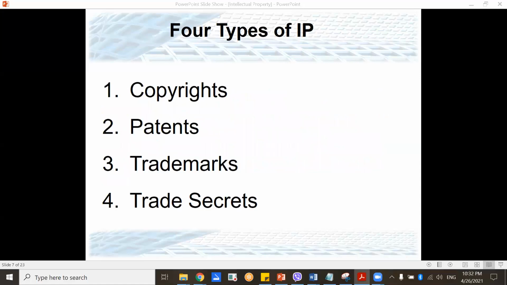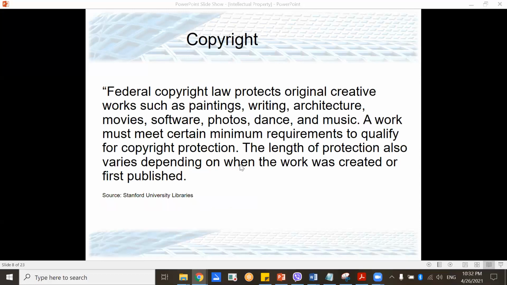Now there are 4 types of intellectual property, and those 4 types are copyrights, patents, trademarks, and trade secrets. And we're going to be talking about each one of them separately here. So let's talk about copyrights. What is copyright? When we talk about copyrights, it's a form of protection which is provided by the laws of the United States. So we mainly talk about these things.